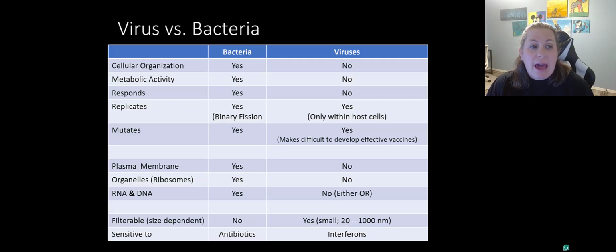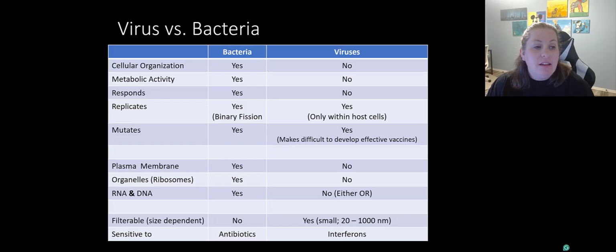Now, let's look at some structures. So, do viruses contain a plasma membrane? Well, a plasma membrane is a cell structure. So, bacteria has it, but viruses do not. Organelles or ribosomes. Bacteria have ribosomes, but viruses do not. DNA and RNA? Yes, bacteria has both. However, remember, viruses either have one or the other. They don't have both. So the answer here is no. It's either or. They have DNA or they have RNA.